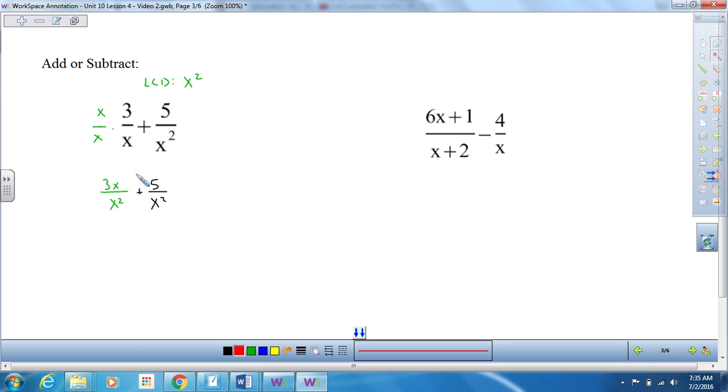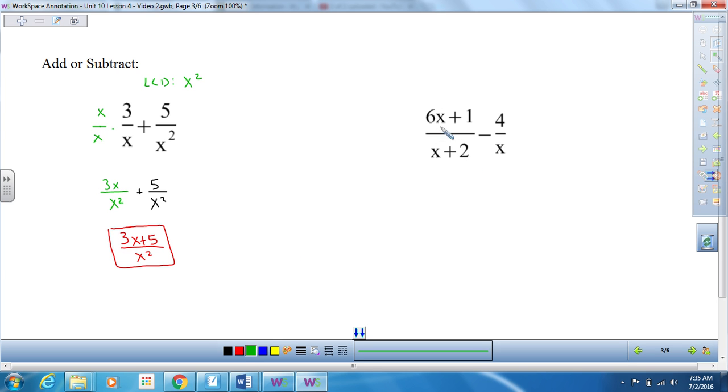Okay, now I add. So add across the top. Keep your denominator the same. There's no factoring I can do out of the numerator. So this is done. Okay?